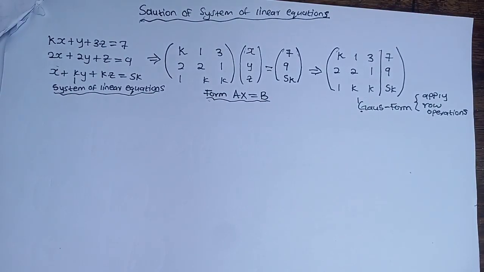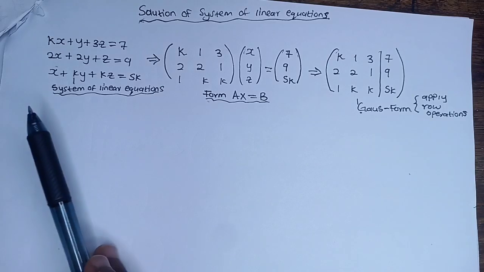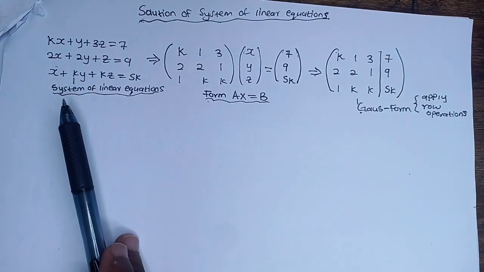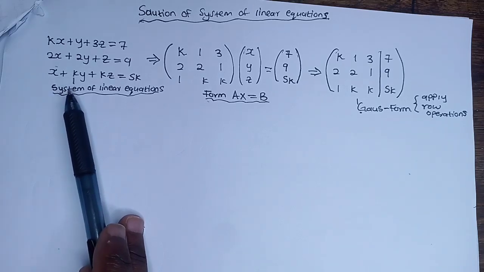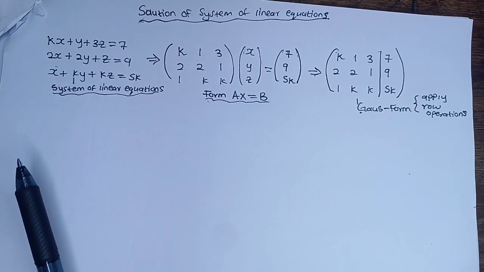In this video I'm about to show you how to determine what type of solution we have in a system of linear equations. We can have a unique solution, where we have one solution, infinitely many solutions, or no solution. So we want to know for which values of k this system of linear equations will have one solution, infinitely many solutions, or no solution.